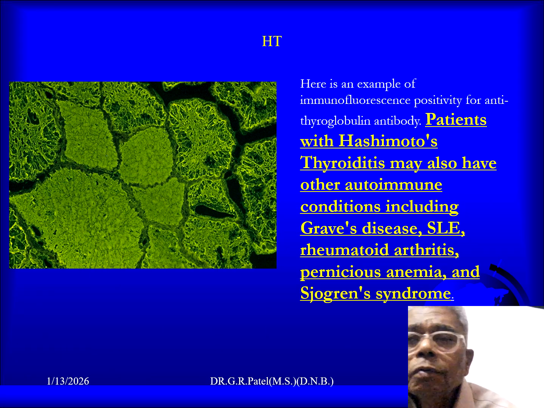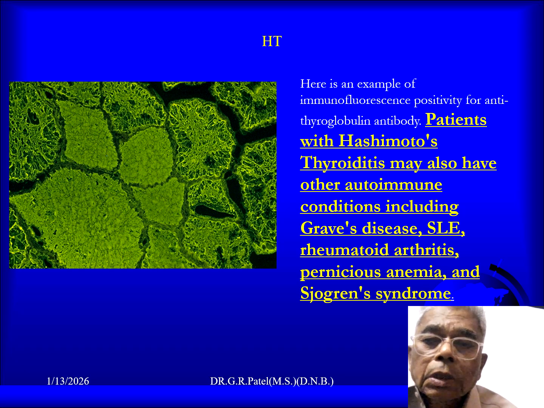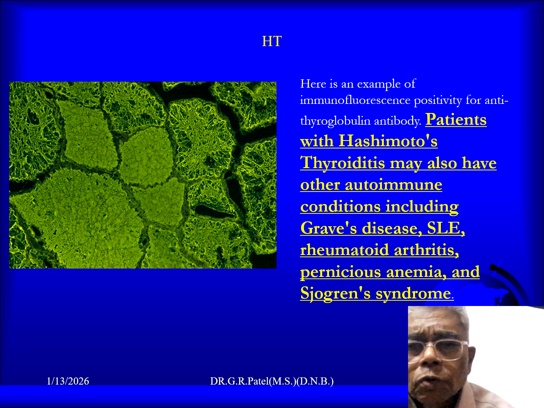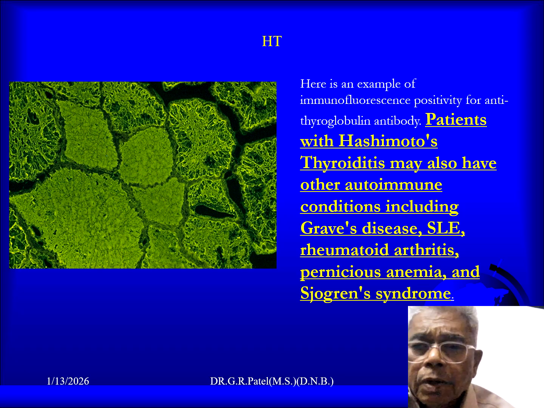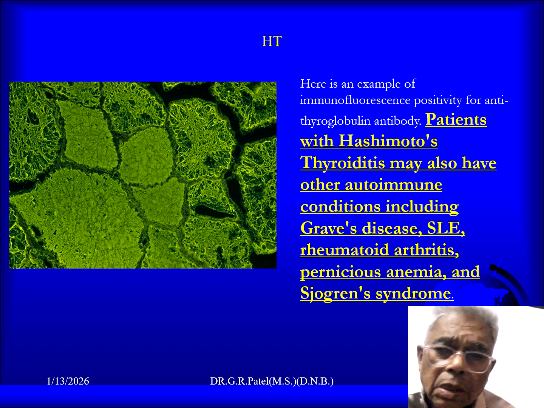Here is an example of immunofluorescence positivity for antithyroglobulin antibodies. Patients with Hashimoto's thyroiditis may also have other autoimmune conditions, including Graves' disease, systemic lupus erythematosus, rheumatoid arthritis, pernicious anemia, and Sjogren's syndrome.